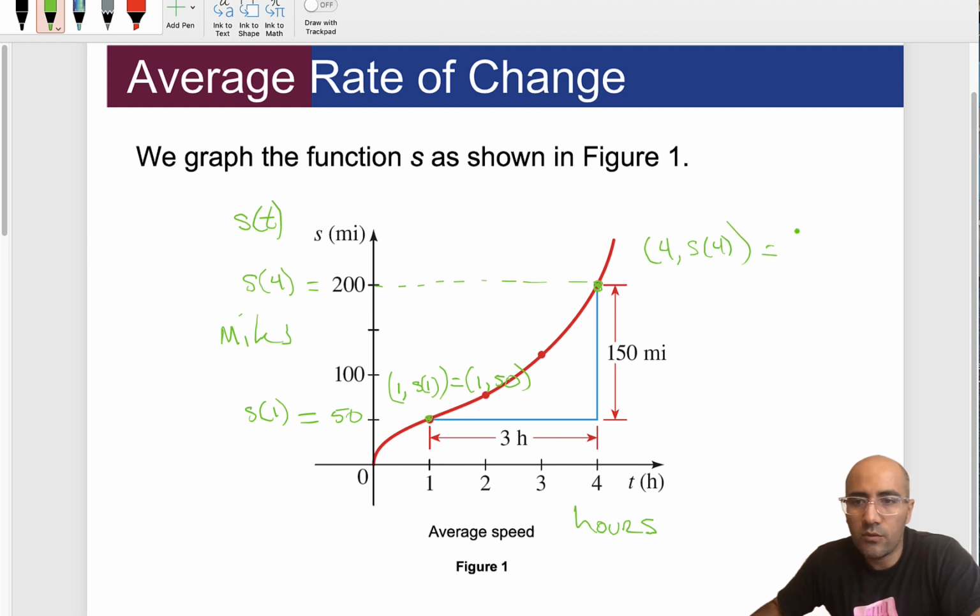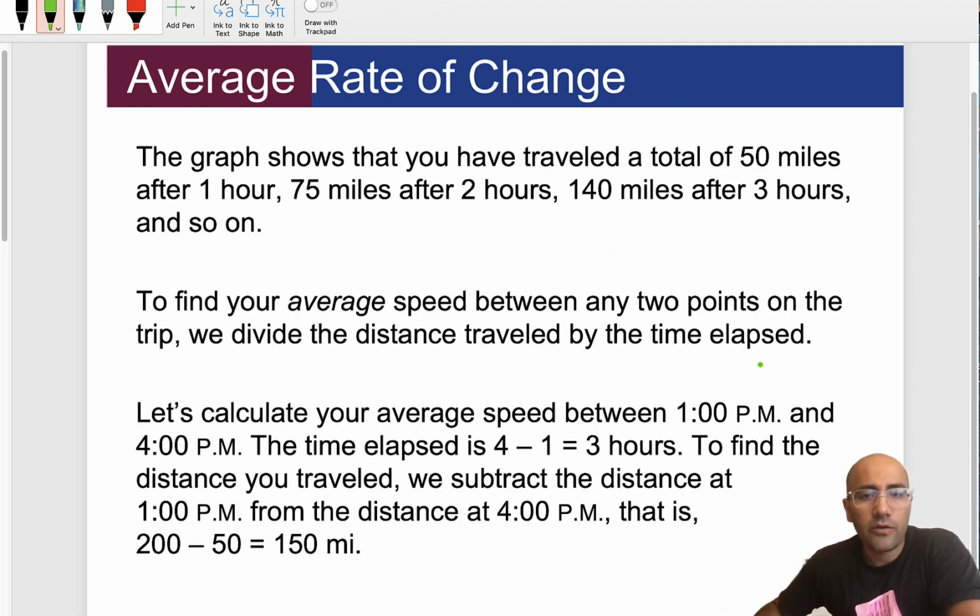So this would be equal to 4,200. Okay, so we get a sense of all that. So the graph shows that we've traveled a total of 50 miles in 1 hour, 75 miles after 2 hours, 140 miles after 3 hours, and so on. Find the average speed between any 2 points on the trip.